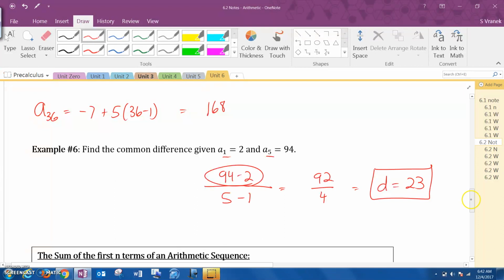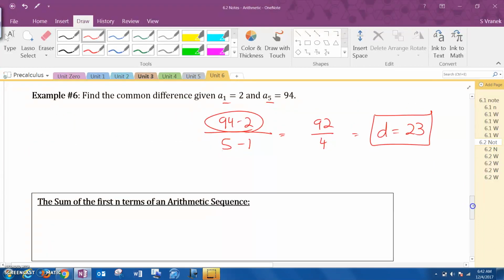This leads us into the sum of the first n terms of an arithmetic sequence. So if I want to add them up, for example, 1 plus 2 plus 3 plus 4 plus 5 all the way to 100, I'm sure you guys have heard that question before. What's the sum of the first 100 terms? This will allow you to pretty easily calculate that. Okay?